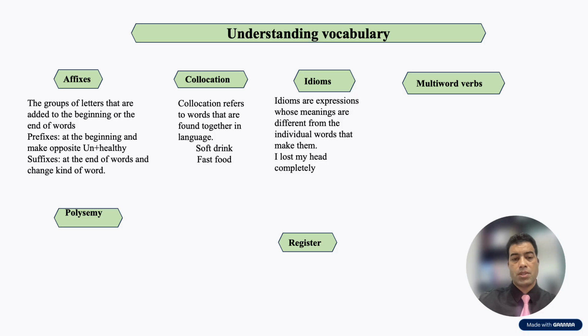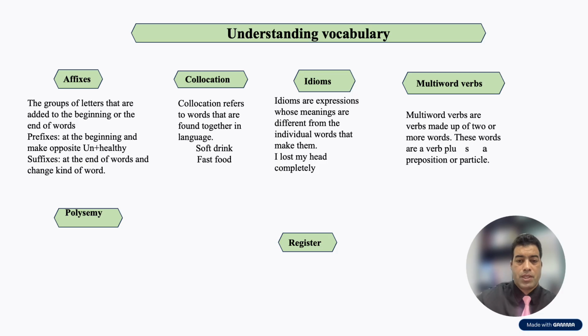Let's talk about idioms. Idioms are expressions whose meanings are different from the individual words that make them. Their contextual meaning is different from the real meaning. Their exact word meanings are different from their contextual meaning. Their denotative and connotative meanings are different. For example, I lost my head completely, it means I'm confused, I forgot something, not that I lost something like I lost my wallet, I lost my pen. No, not like this.